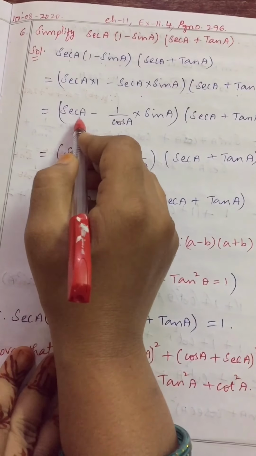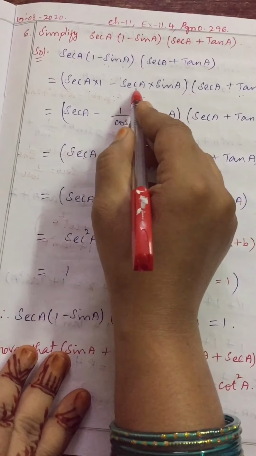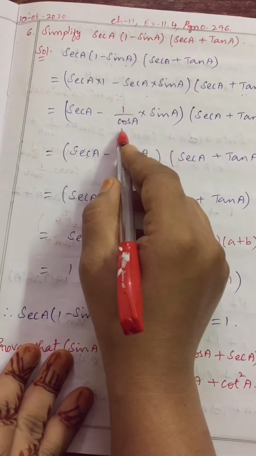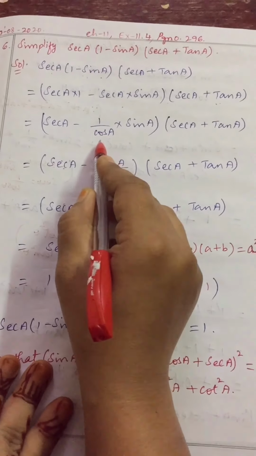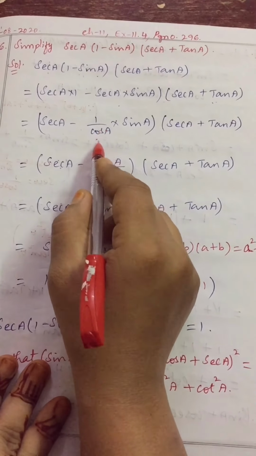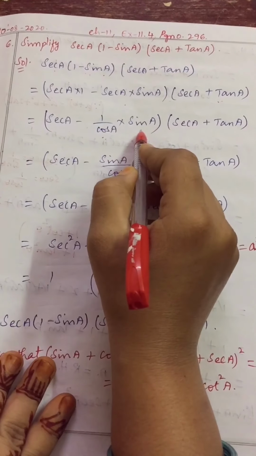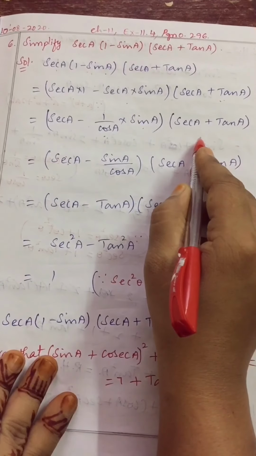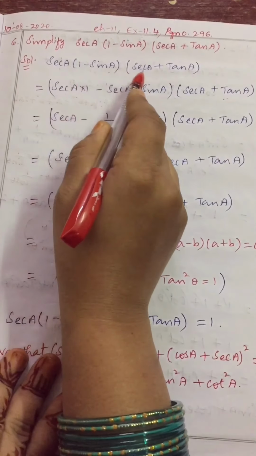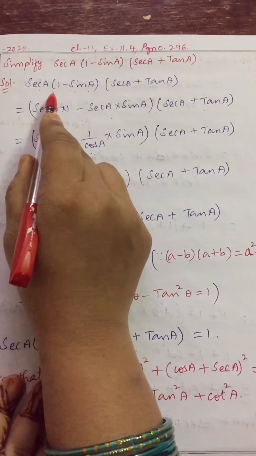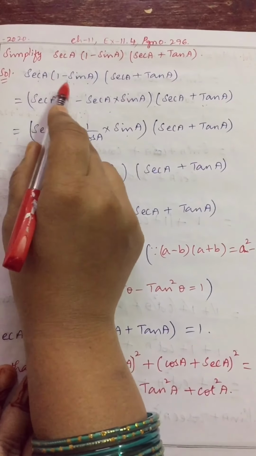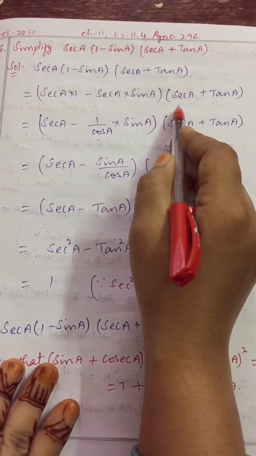Now secant a into 1 is secant a only, minus secant a. Can I write it in cos, the reciprocal of cos? Secant a is nothing but 1 by cos a, like secant theta we already learned, secant theta is 1 by cos theta, into sin a as it is, into secant a plus tan a. Am I clear children? Again you see, three terms are given in multiplication, so three terms at a time we can't multiply, so two terms first we multiply, the third term we write as it is.